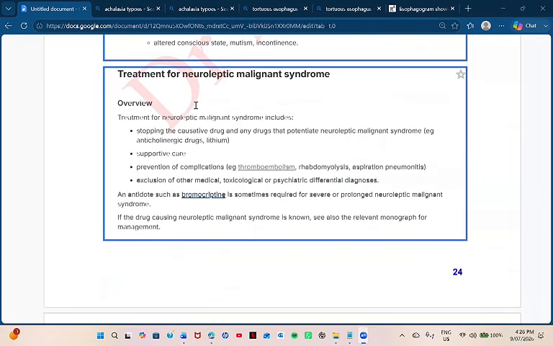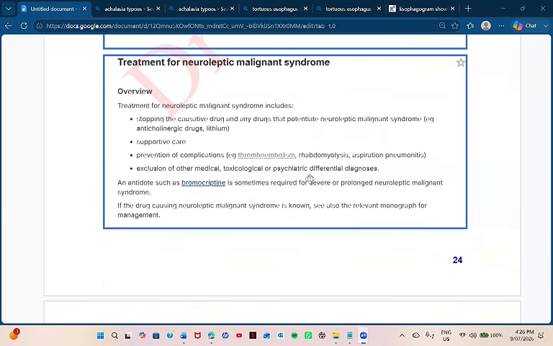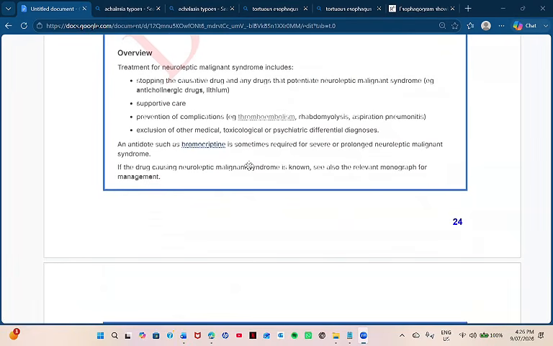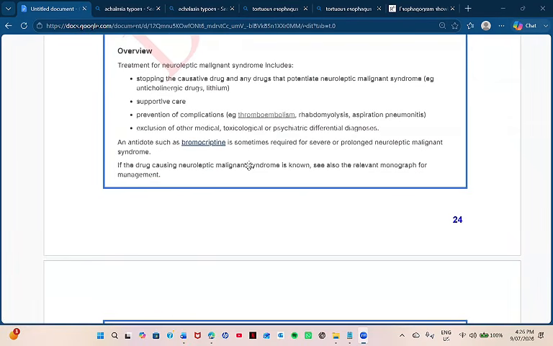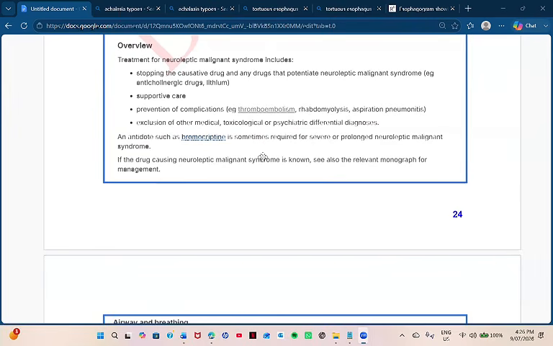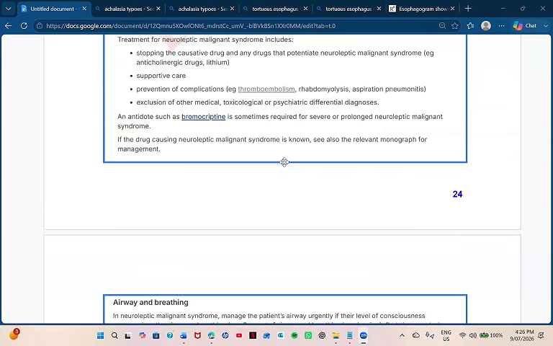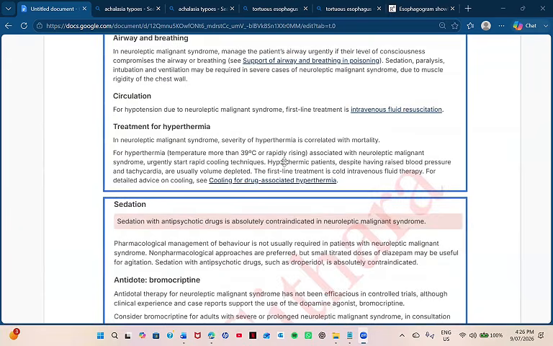So treatment here: stopping the causative agent, supportive care, preventing complications like thromboembolism, rhabdomyolysis, aspiration pneumonitis, and exclusion of other medical, toxicological, and psychiatric disorders, right? An antidote such as bromocriptine is sometimes required for severe, prolonged neuroleptic malignant syndrome, right?